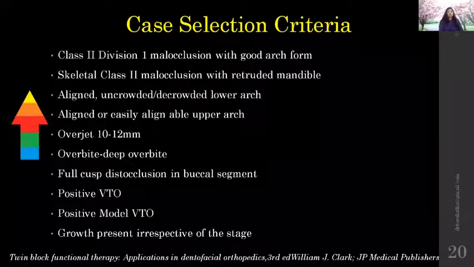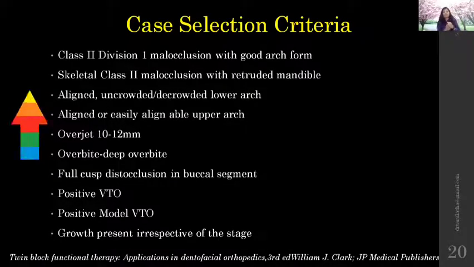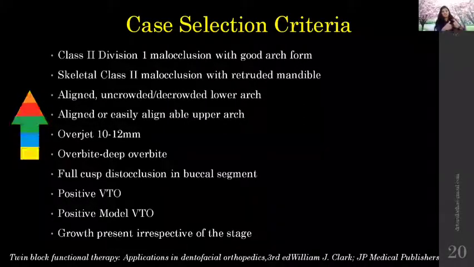Full cusp distal occlusion in the buccal segment is not mandatory. Even an end-on molar relationship will do. That is, full cusp is distobuccal cusp falling on the mesiobuccal groove of the mandibular molar. If it is not there, if it is an end-on relationship, then also you can give it. Positive VTO and moderate VTO. What is VTO?